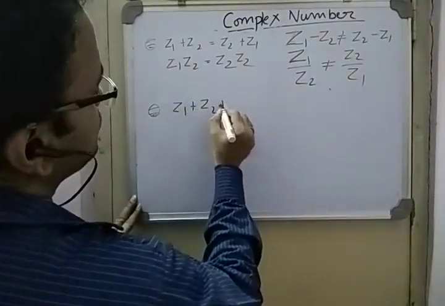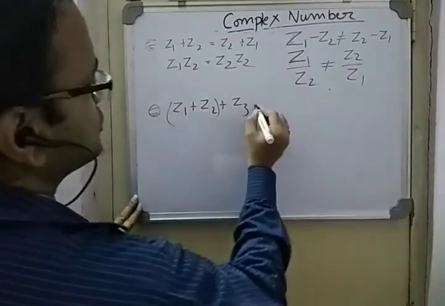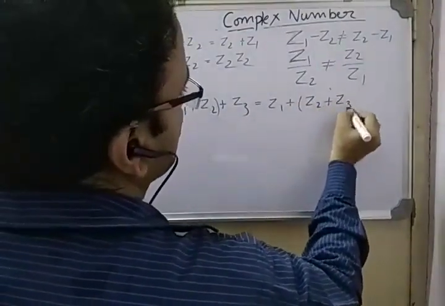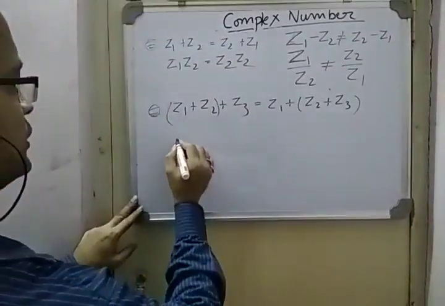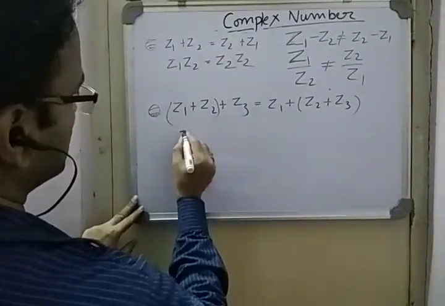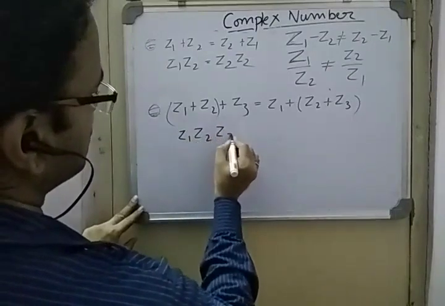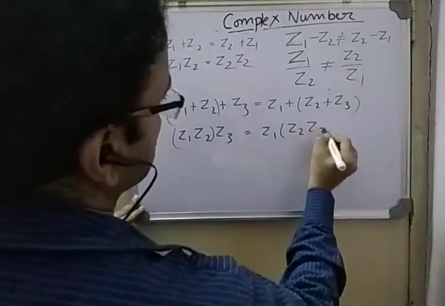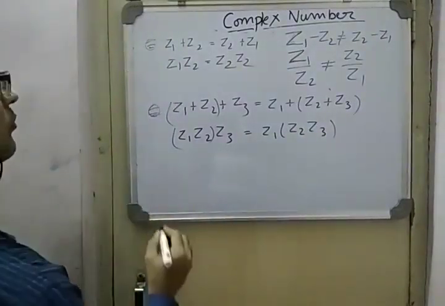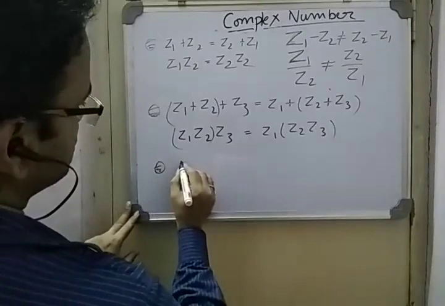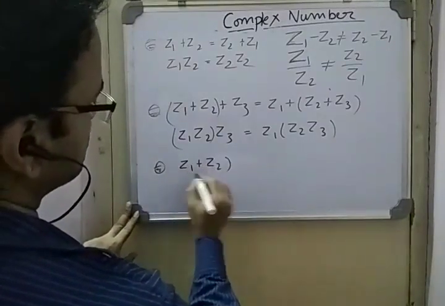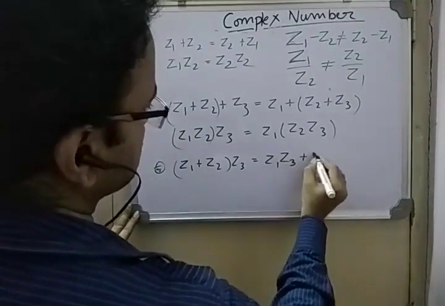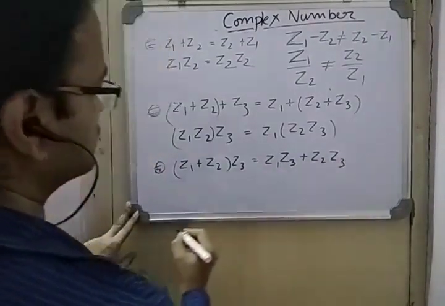Now z1 plus z2 plus z3: if you associate any 2, the result becomes the same. So it follows the associative property for addition. Again for multiplication also we can have these two equal, so it follows the associative property for multiplication also. Now the distributive property: z1 plus z2 times z3, you can write as z1 z3 plus z2 z3, okay?